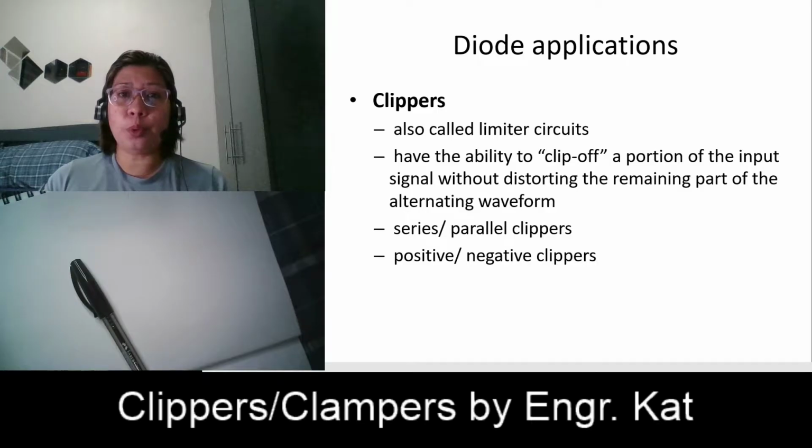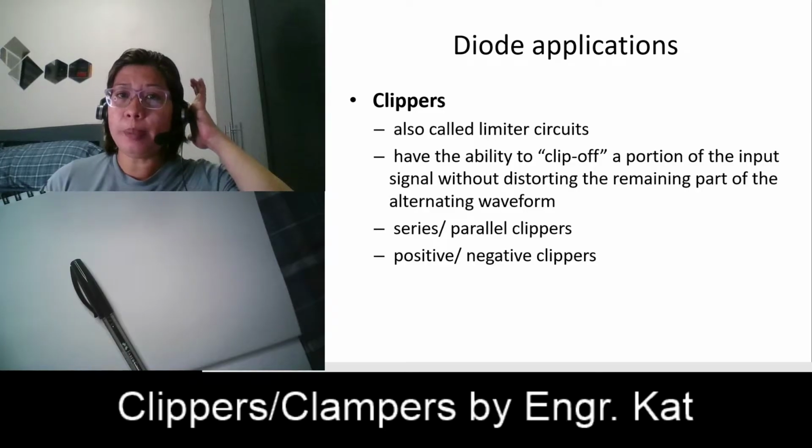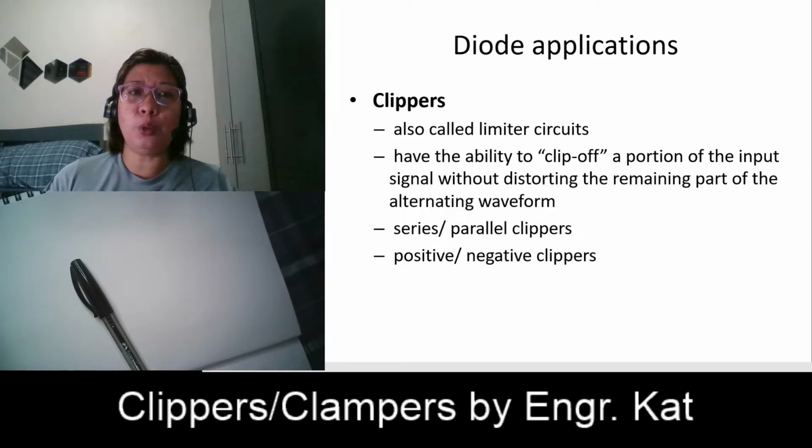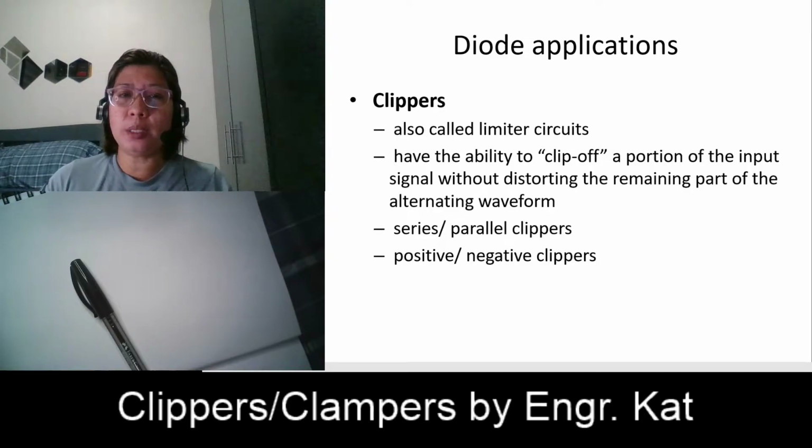Clippers are also called limiter circuits. From the name itself, clippers clip, so they have the ability to clip off. What do we mean by clip off? To remove. They have the ability to remove a portion of the input signal without distorting the remaining part of the alternating waveform.